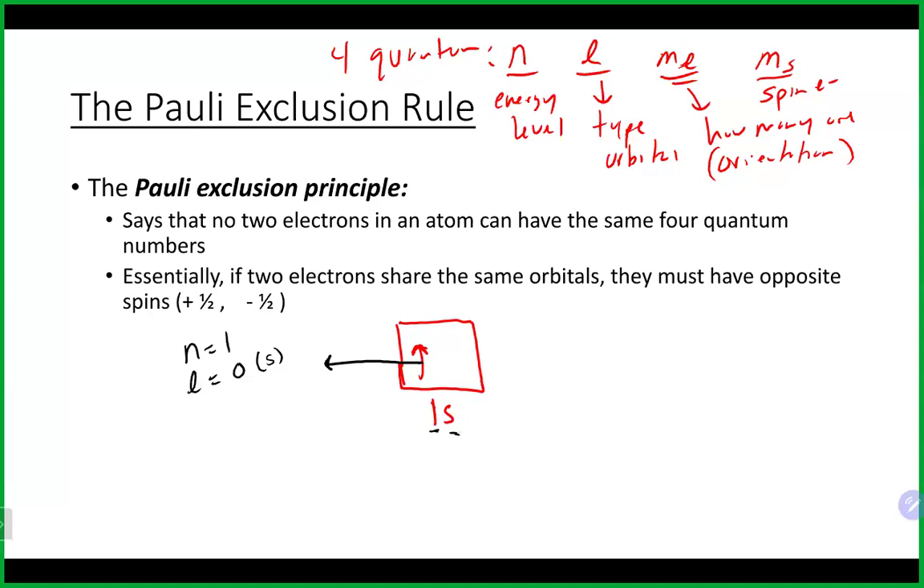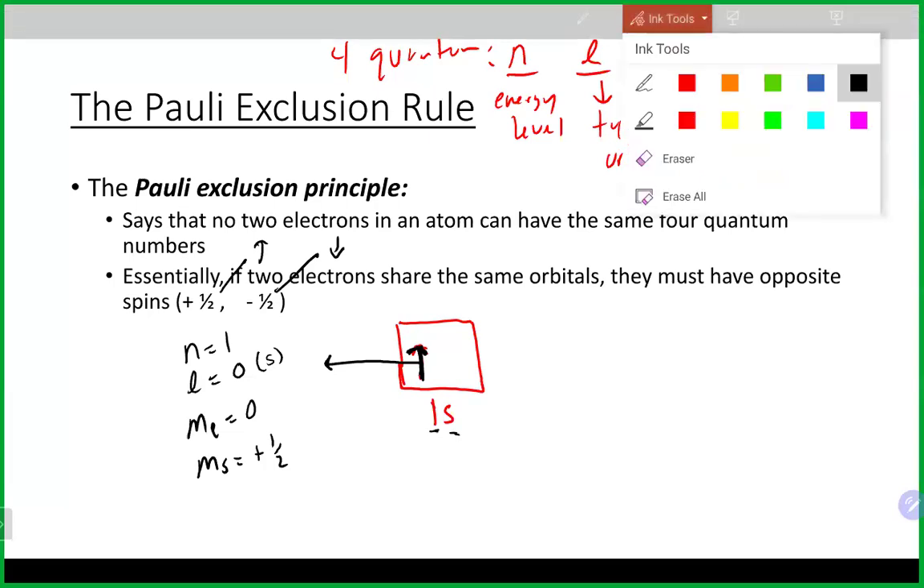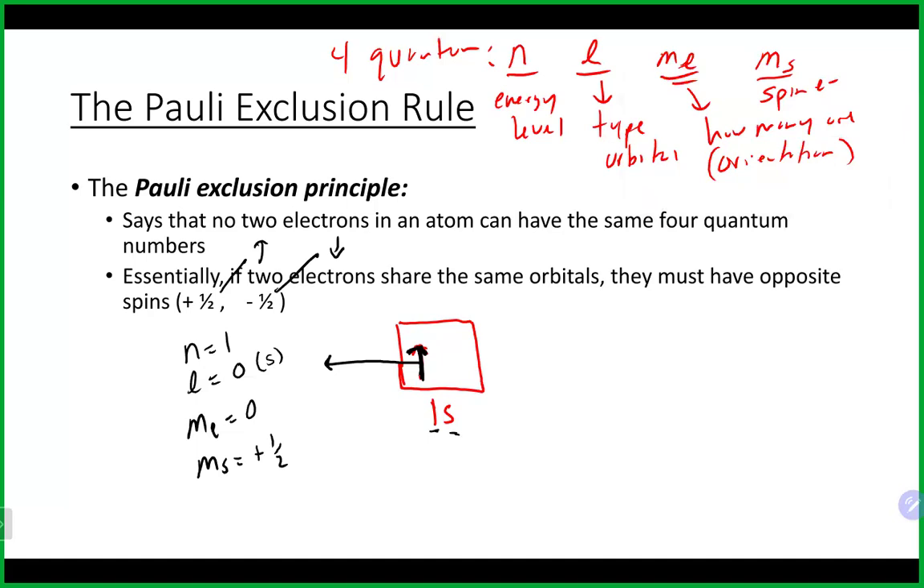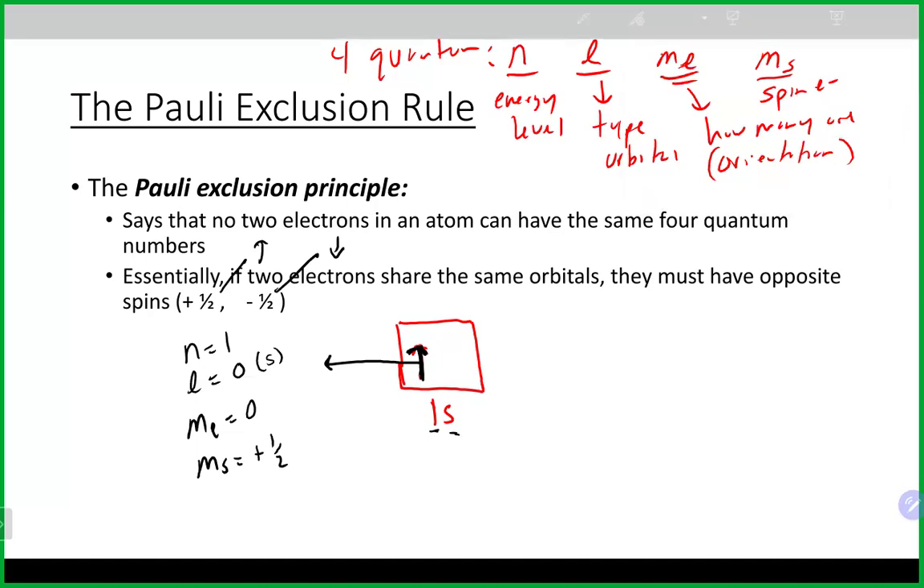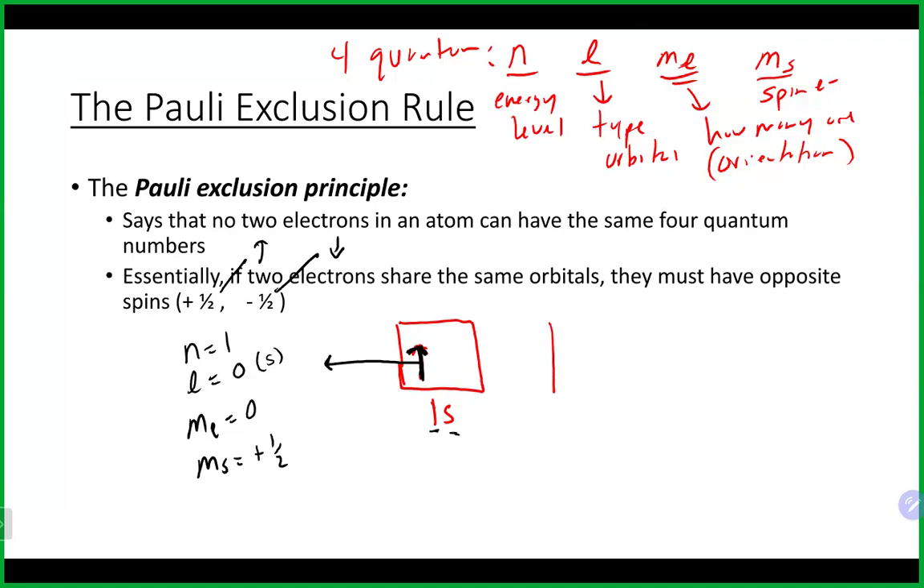So it would have a value of 0. M sub L, because there's only one type of s orbital, would also have a value of 0. And in this case, the spin is what is referred to as plus 1/2. That's because the electron here is facing upwards. So when an electron faces upwards, plus 1/2 is the spin. When it goes downwards, it is minus 1/2. And that is what is known as a spin, because electrons do have a spin, is affected by electrical fields and so forth.